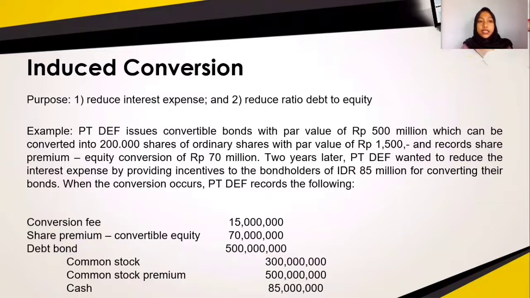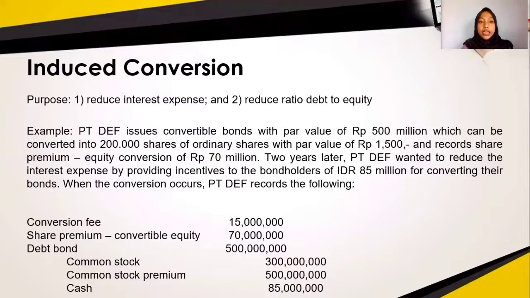The next slide is induced conversions. An induced conversion is a transaction in which a reporting entity offers additional shares or other consideration, which we usually call sweeteners, to investors to incentivize them to convert their convertible instrument. The purpose of induced conversion is, first, to reduce interest expense and, second, to reduce the debt to equity ratio.